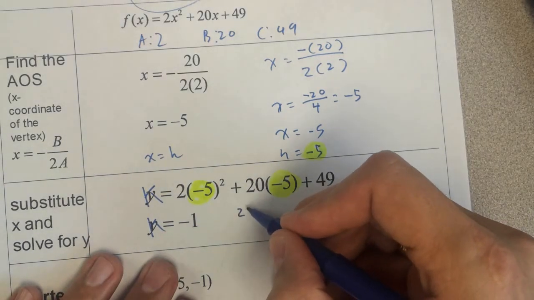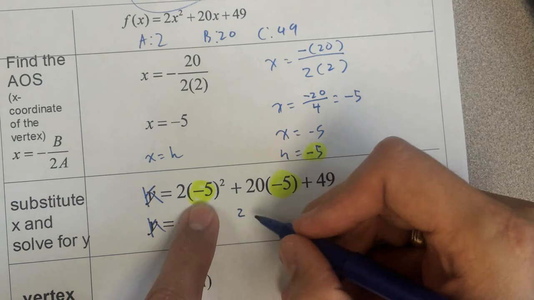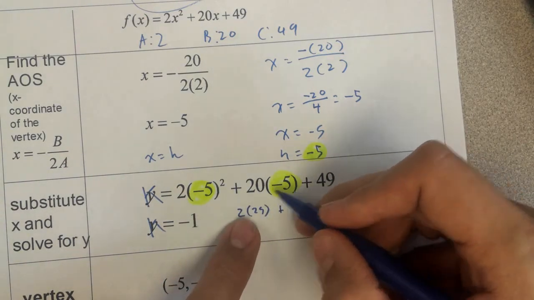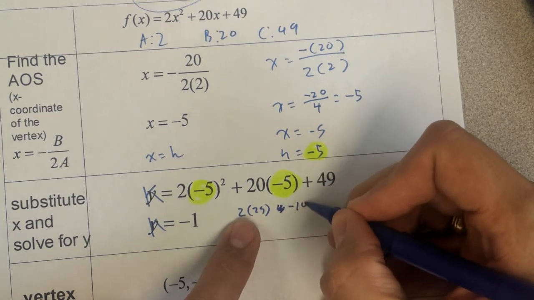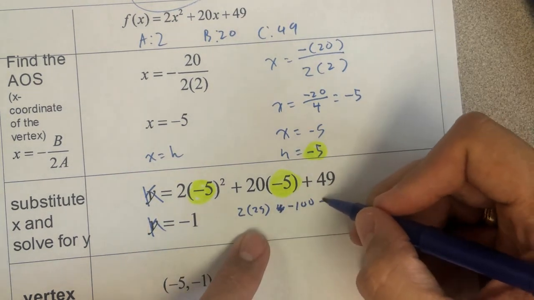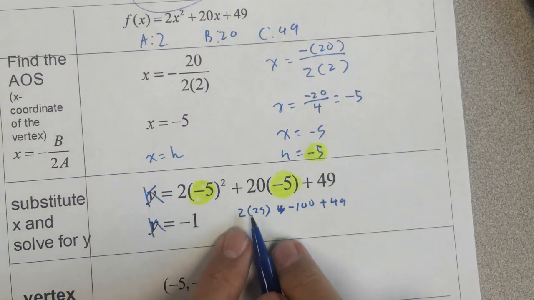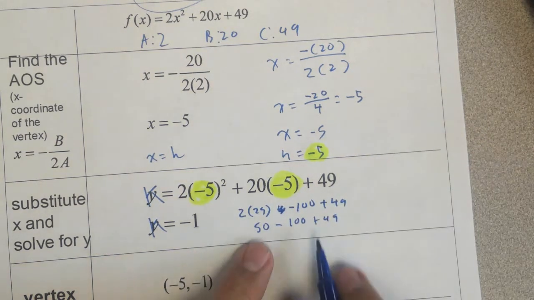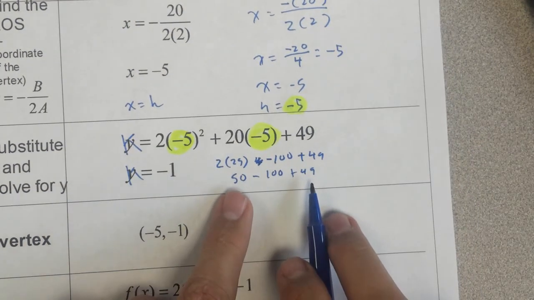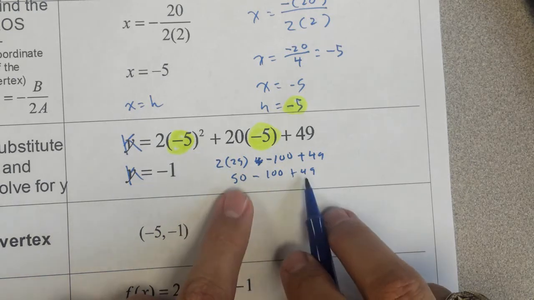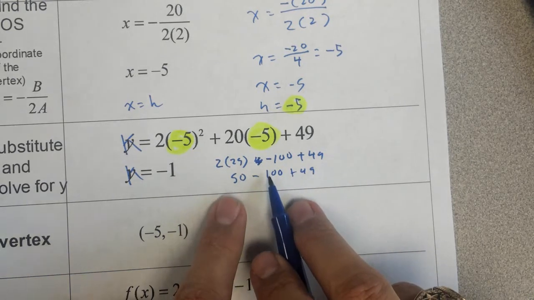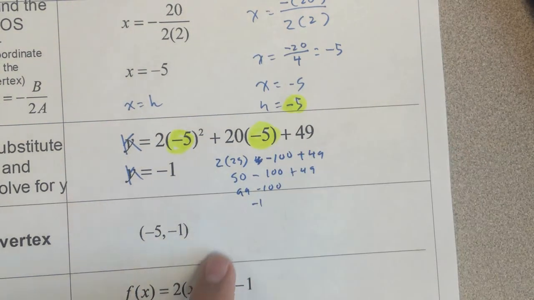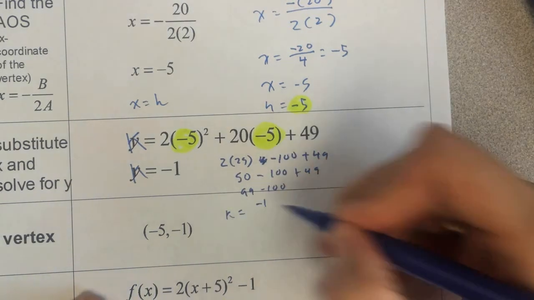So here I have 2 times negative 5 squared, which is 25, and then I have plus 20 times negative 5, that is going to be minus 100, plus 49. 2 times 25 is 50, so we have 50 minus 100 plus 49. And just quickly with number sense, we see we have 50 and 49. That's positive 99. So we have 99 minus 100, which is negative 1. There's our negative 1. My k is equal to negative 1.